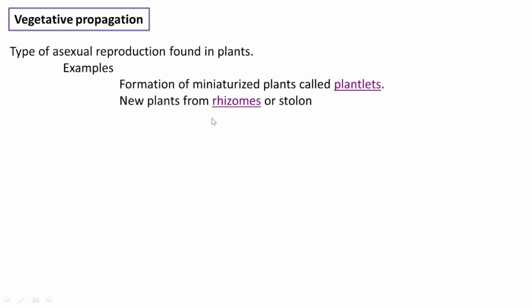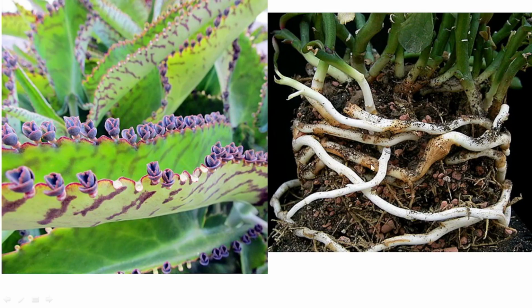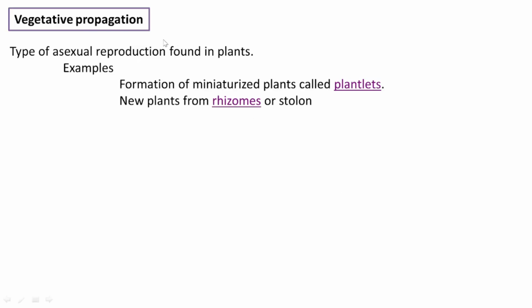And also from rhizomes, new plants will emerge. Rhizomes, I will show you this image. Rhizomes are certain stems of the plant. From that stem, roots are emerging, and later new tiny plants will also develop. These are the vegetative propagation methods that we can see in plants.